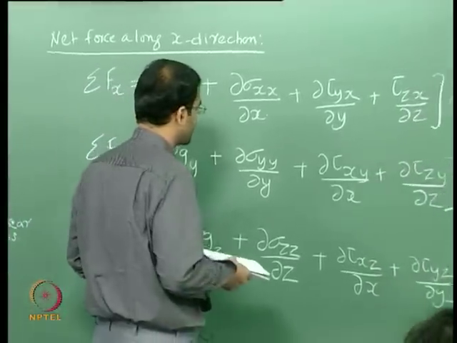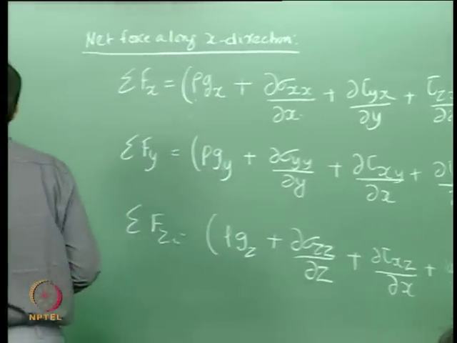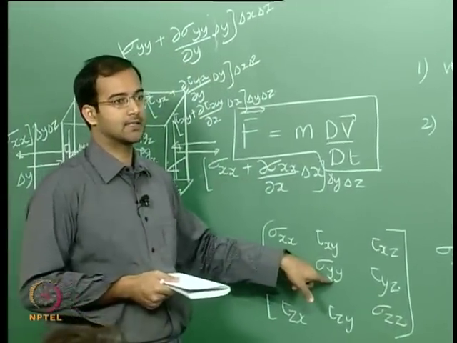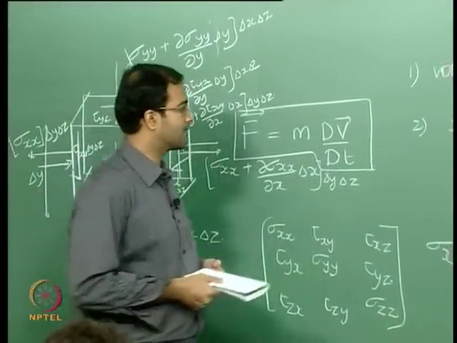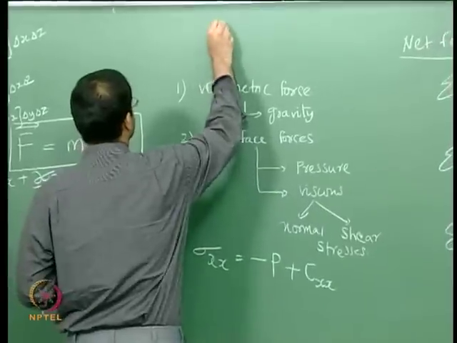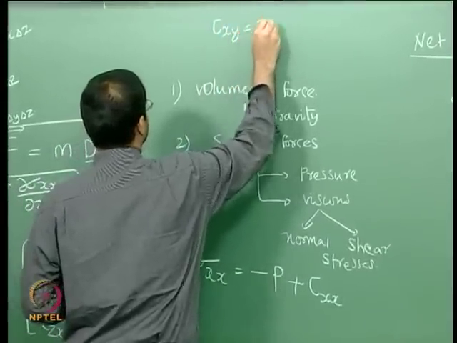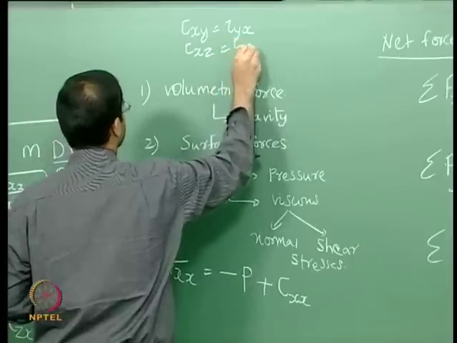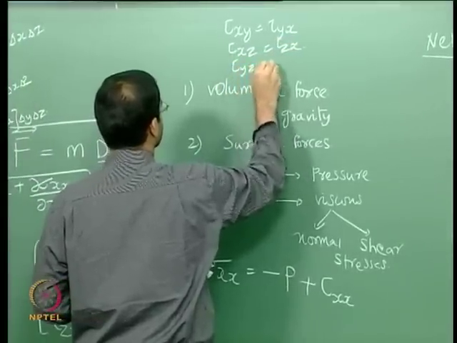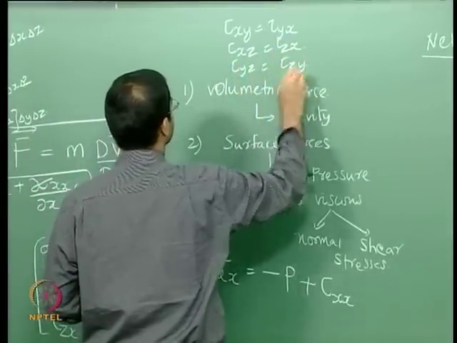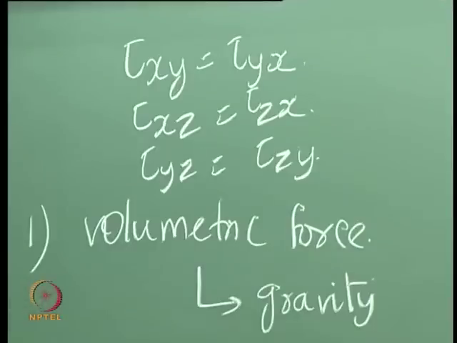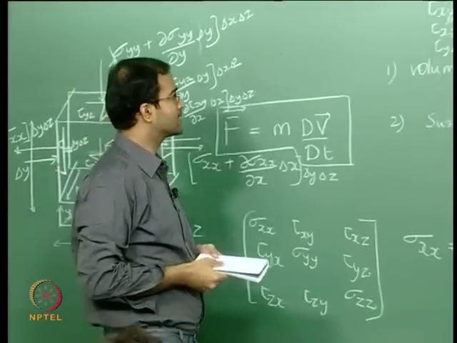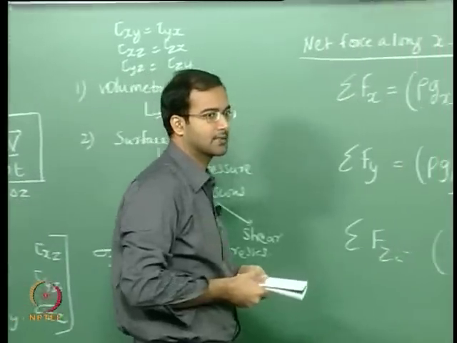And before we do that, there is one more thing which I want to indicate: although there are six of these viscous forces which are acting tangentially, we will use the identity that tau xy should be equal to tau yx, and similarly tau xz should be equal to tau zx, and tau yz should be equal to tau zy. So this will reduce the number of unknowns from 6 to 3. Why this is required, I leave as an exercise for you.